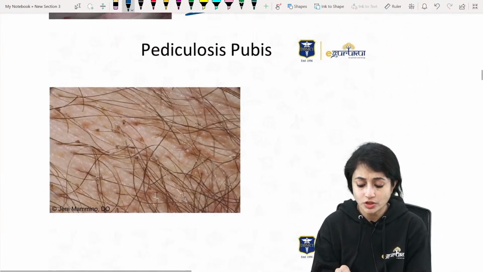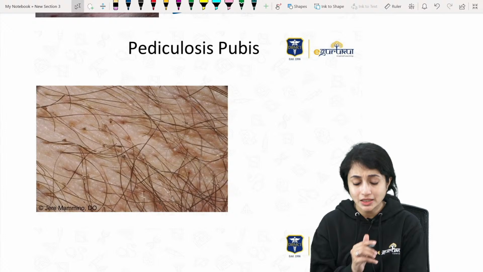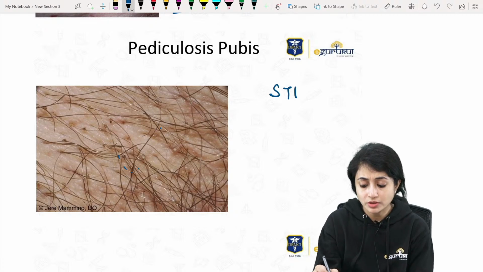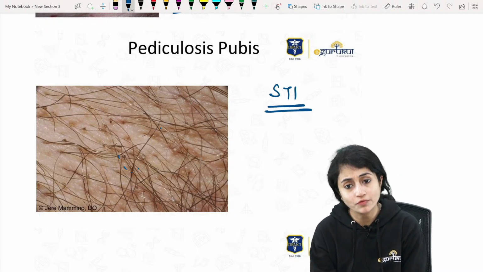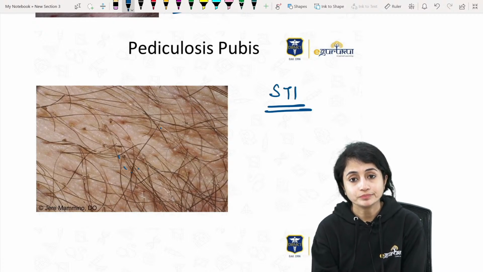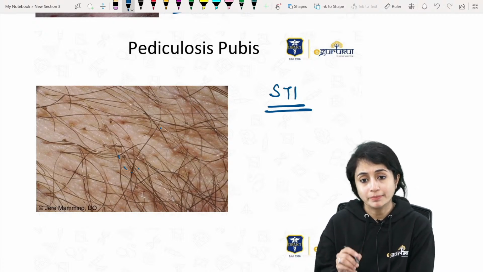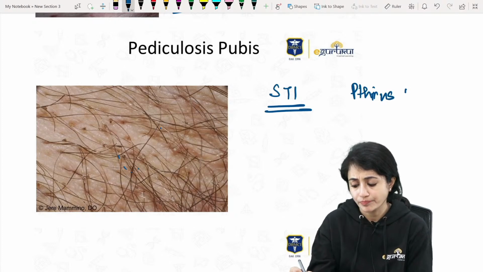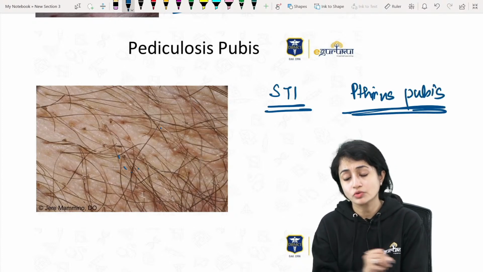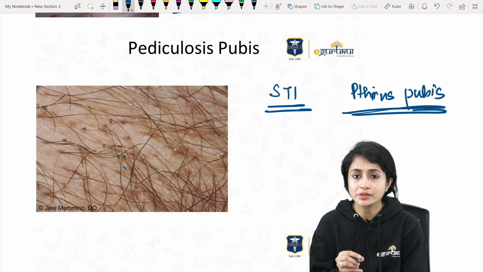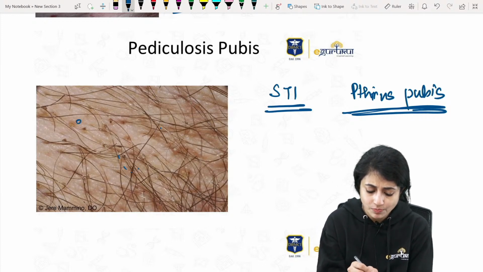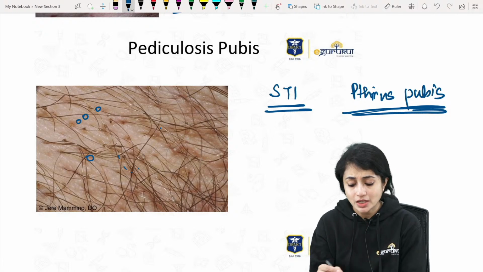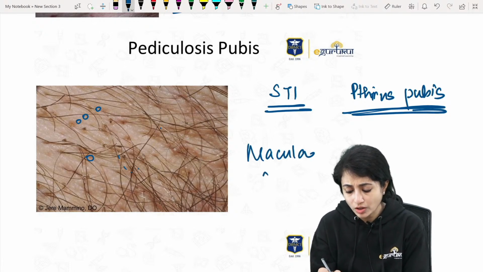Then we have pediculosis pubis. When you have these lice in the pubic hair, this is also considered a type of STI, or sexually transmitted infection. The earlier two were pediculus; the parasite causing this is called Phthirus pubis, just a brother-sister of pediculus. Here, do you see these brown lesions? The lice bite and leave a PIH, and this is called macula cerulea.